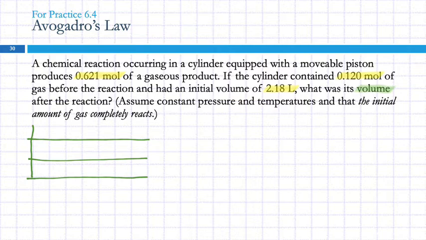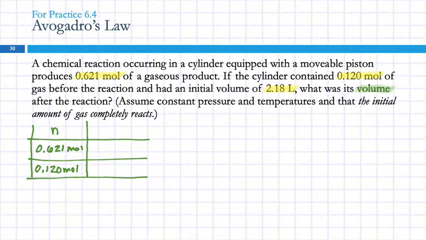So the first number I come to is 0.621 moles. Is that P, V, N, or T? That's N. N is the amount of gas in moles. So that's moles. So it says this much, and here's the other one, 0.120 moles. That's also N. And then we have a volume of 2.18 liters.